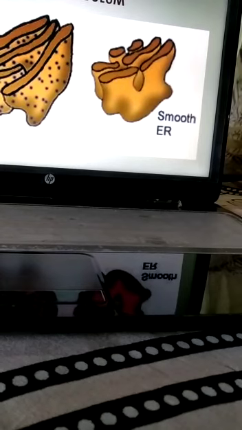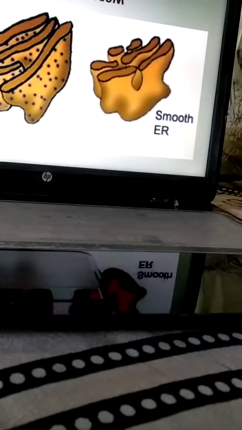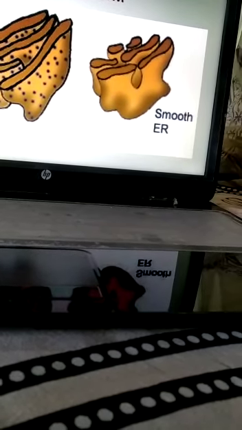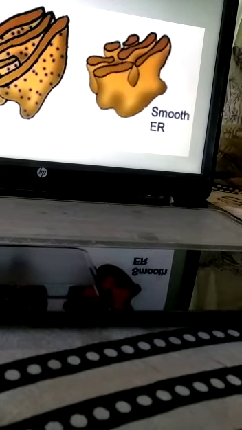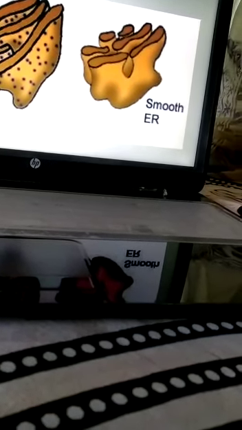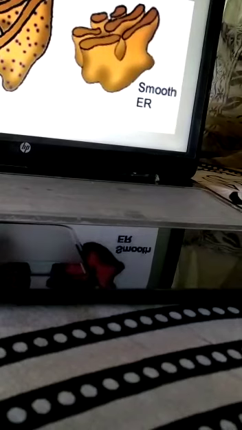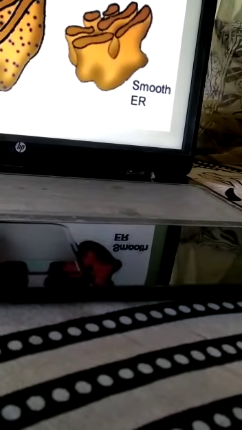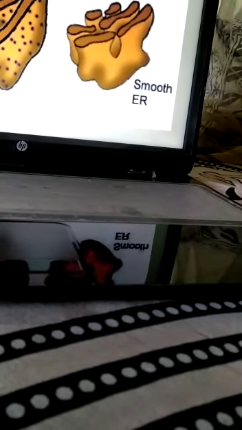Proteins and lipids synthesized on endoplasmic reticulum are used for making cell membrane. This process is called membrane biogenesis.